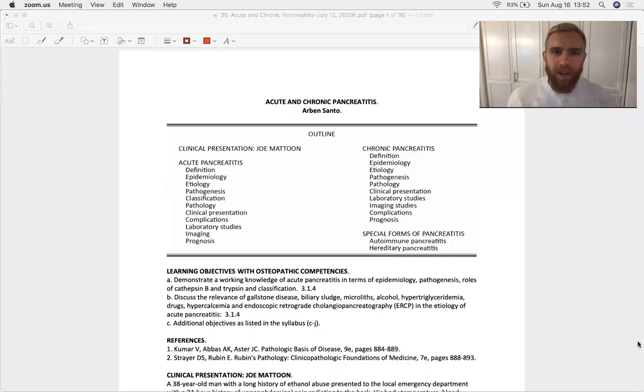Hello, let's talk about pancreatitis. What is pancreatitis? Well, it's when the pancreas starts to eat itself through its own enzymes, because pancreatic enzymes are the nuclear warheads of the protein world.